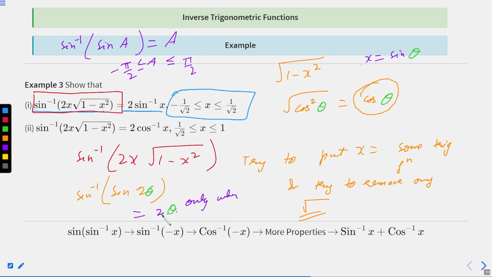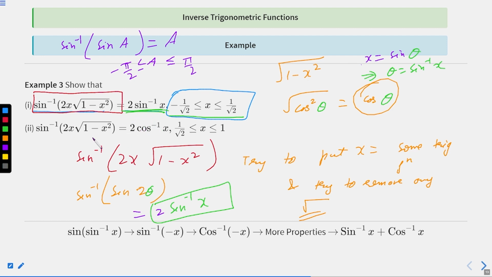So indeed it is equal to 2 theta, as it is given like this, and theta is equal to sine inverse of x. So theta is equal to sine inverse of x. So we showed it is equal to this. I hope that it is clear to you.